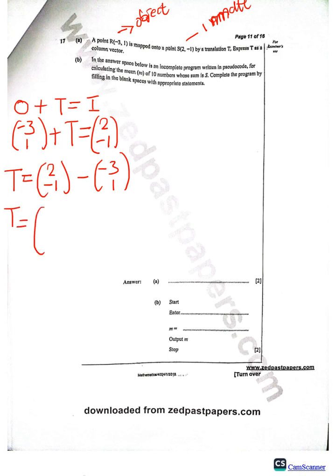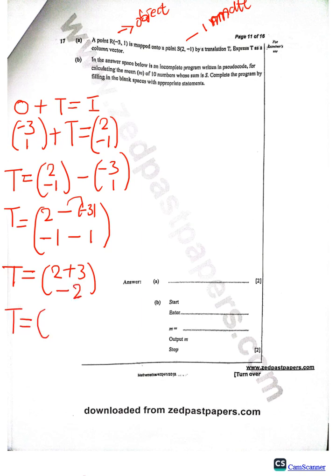The mathematics is, we have 2 minus -3, then on the bottom part we have -1 minus 1. So our final answer here is 2 minus a negative 3, a negative multiplied by a negative, giving us +3. Then -1 minus 1 is -2. So our final answer is 2 plus 3, which is 5, over -2. So this is our translation vector in a column vector.